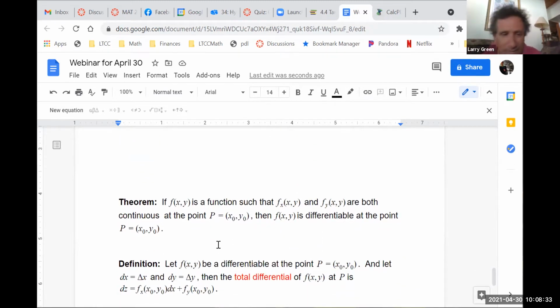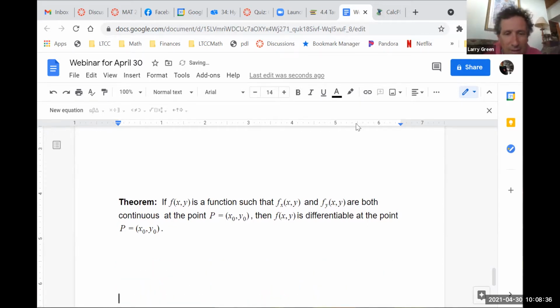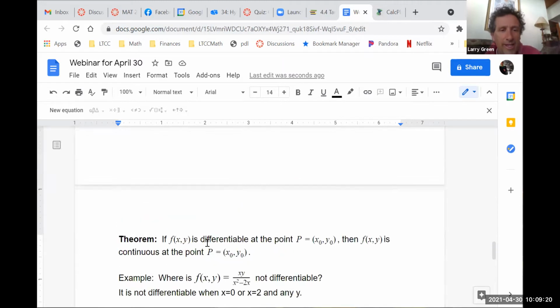All right, let me get to the next theorem. Next theorem is kind of the backwards one, but it's helpful. If f is a function such that the partial derivative of f with respect to x and the partial derivative of f with respect to y are both continuous at a point, then f is differentiable. Okay, so this is a very nice theorem.